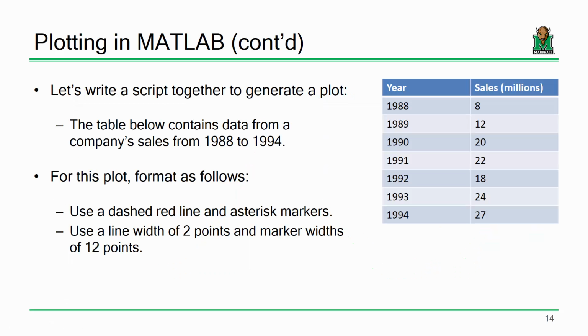Okay, so here's some more real-world data than just that parabolic plot that we had before. Let's say that you work for a company, and here's some historical sales data, and we want to generate a plot for us. And when we're finished, what we'd like the plot to have is a dashed red line with markers showing the data that are asterisks, and then use a line width of 2 points and a marker width of 12 points. Okay, so you have the handout that has the syntax.